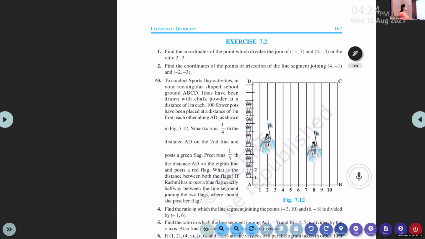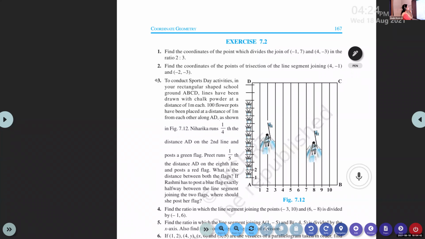Okay, children, listen. This is an activity question. Listen, all of you, it's a case study question. Read the question. To conduct sports day activities in a rectangular shaped school ground ABCD, lines have been drawn with chalk powder at a distance of 1 meter each. With a gap of 1 meter, we are drawing lines.